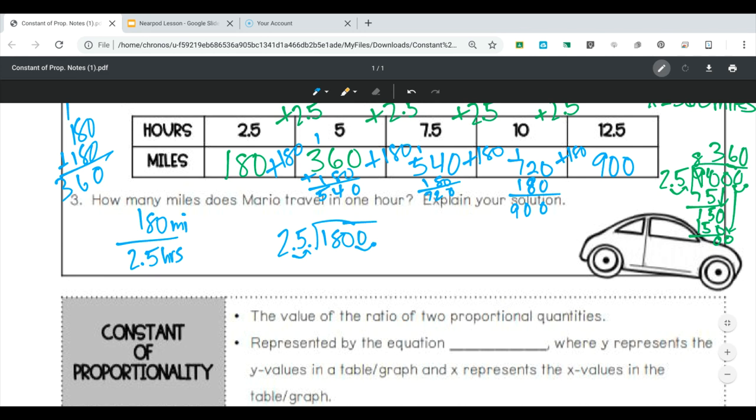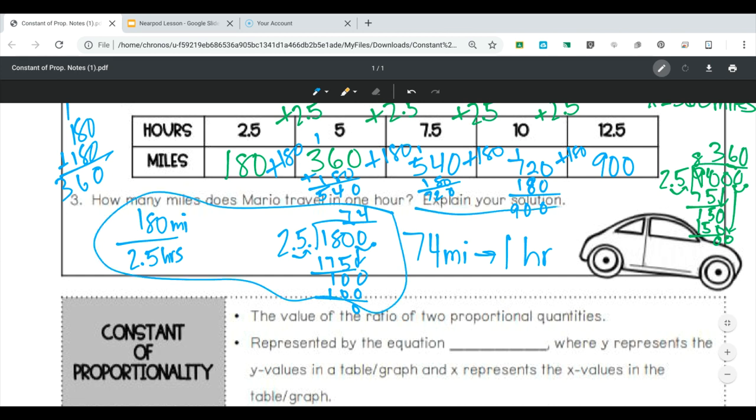So 25 goes into 180 6 times, I believe. Nope, 7 times. So that'd be 35, 14 plus 3 is 75. Yep. And 25 goes into 100. Well, there are 4 quarters in $1, so it'll go in 4 times. So he can travel 74 miles in 1 hour, okay? And your work here, all of this, is your explanation, okay?